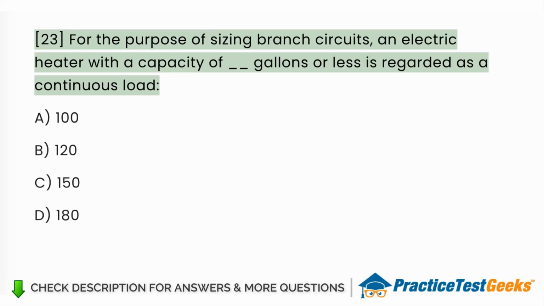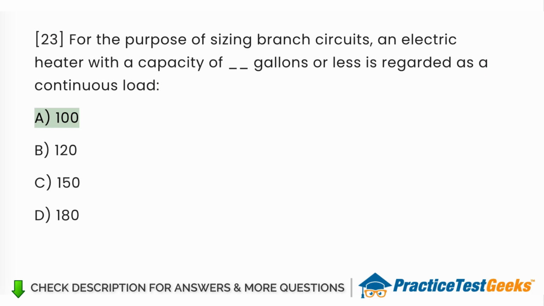For the purpose of sizing branch circuits, an electric heater with a capacity of gallons or less is regarded as a continuous load. A. 100. B. 120. C. 150. D. 180.